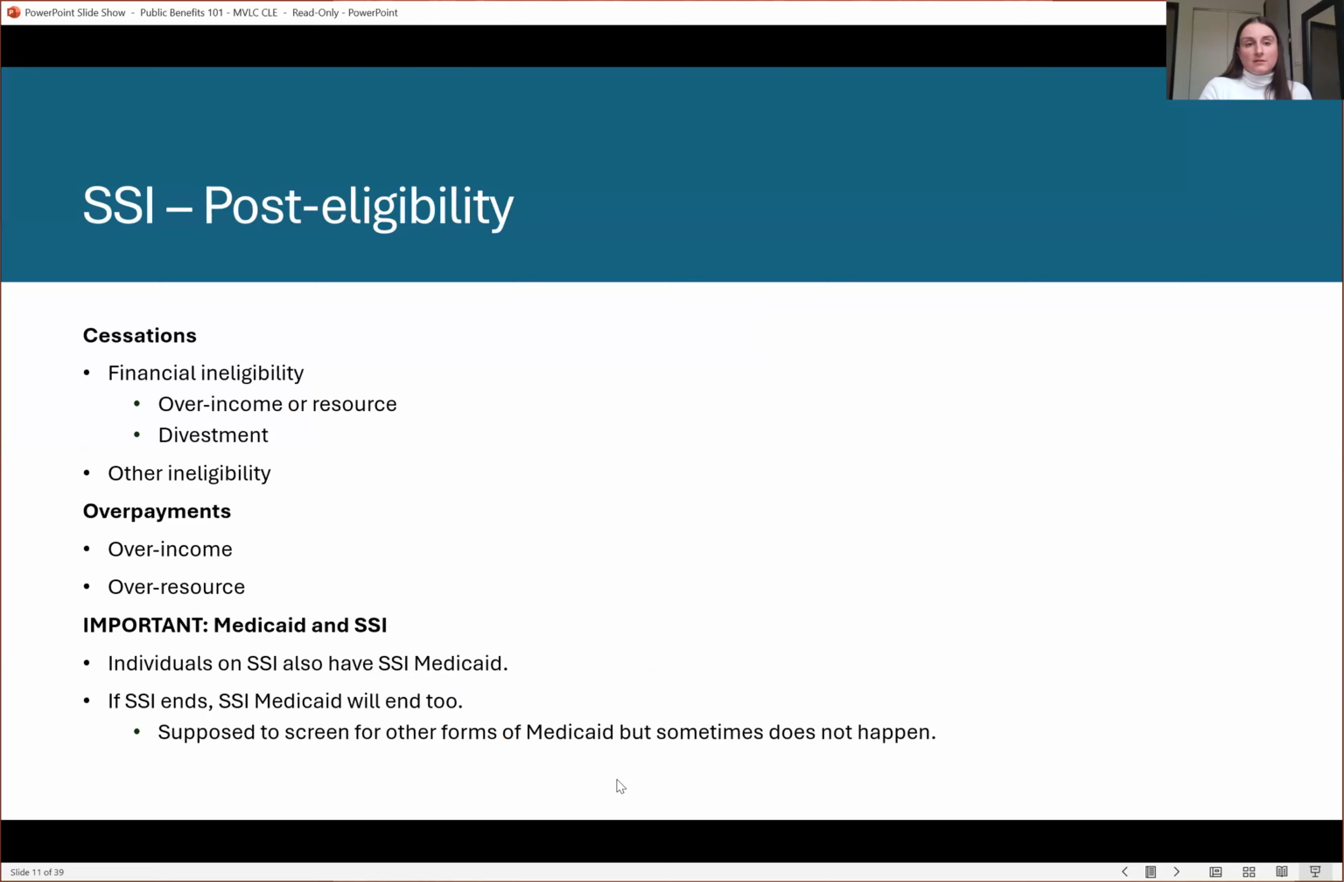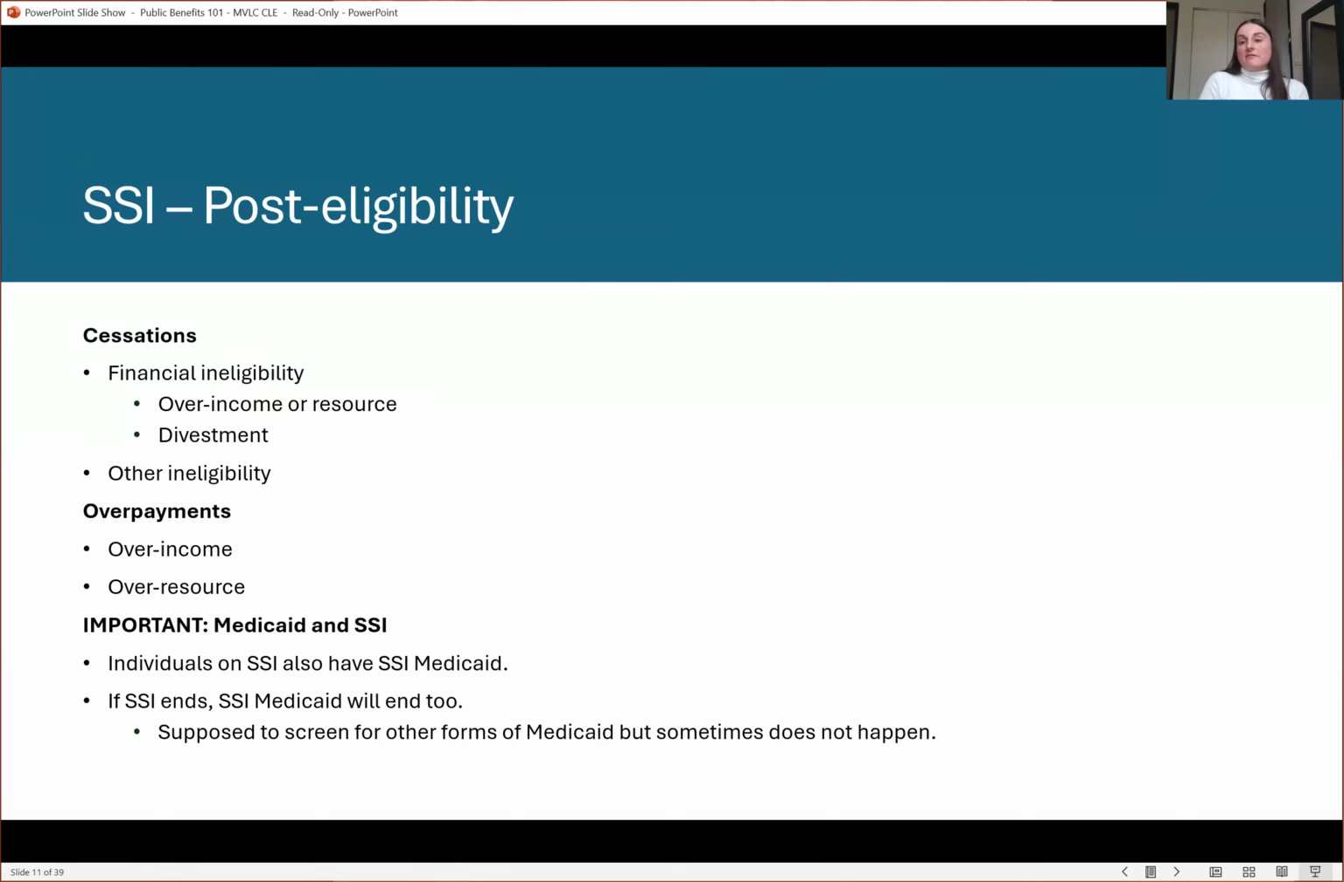Post-eligibility issues for SSI that come up are cessations, just like SSDI. Cessations for financial ineligibility are obviously unique to SSI, though. You can be over income or over resource, and then that'll boot you from the SSI program if you're over the benefit rate, and then you're over the resource limit as well.